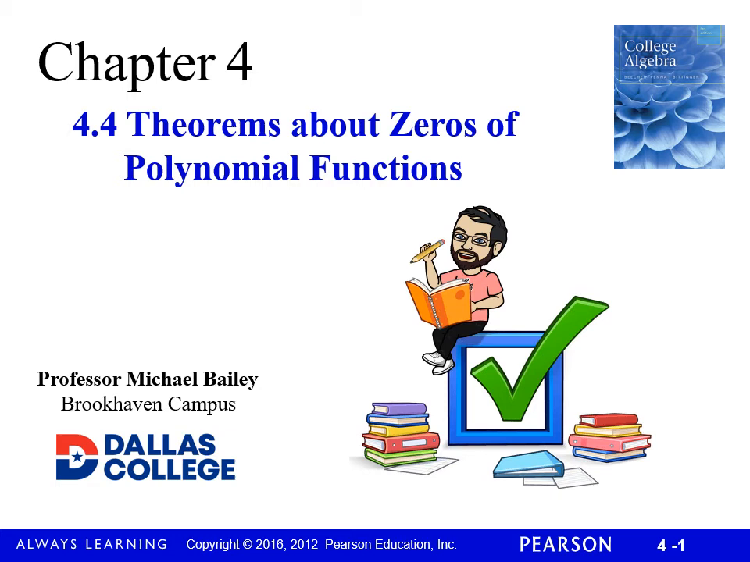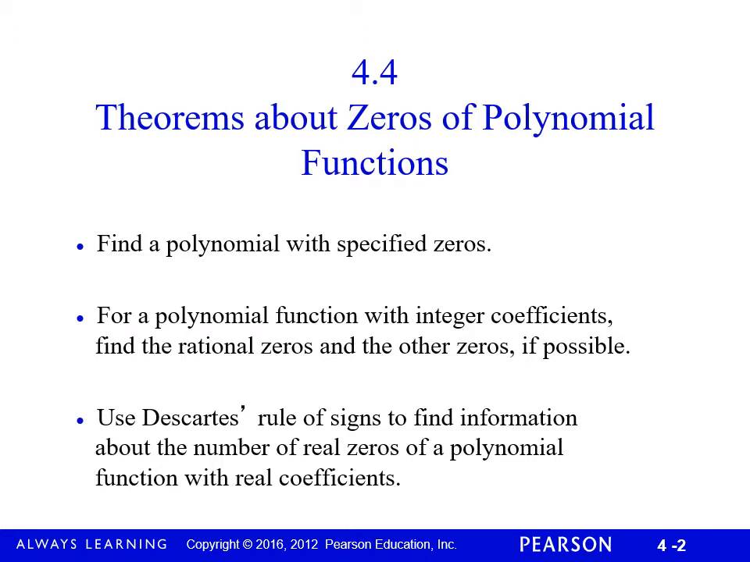Welcome to lecture 4.4 in college algebra, theorems about zeros of polynomial functions. Today we're going to focus on how to find a polynomial with specified zeros. And for a polynomial function with integer coefficients, we're going to find the rational zeros and other zeros if possible. And we're going to skip Descartes' rule of signs to find information about the number of zeros, so don't worry about that part.